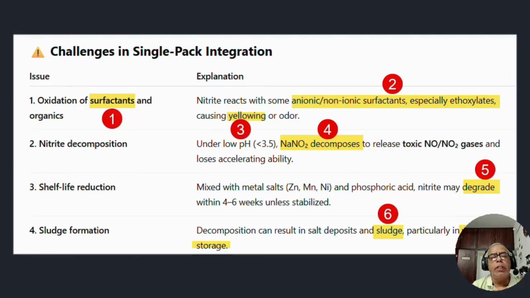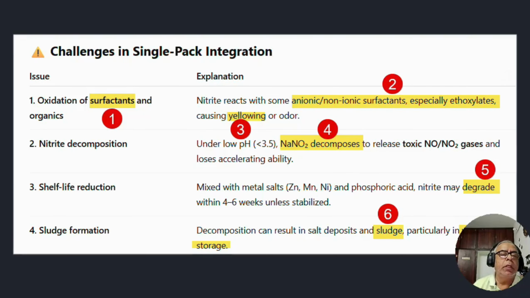Then secondly, let us discuss nitrite decomposition. Under low pH, that is acidic conditions, sodium nitrite, NaNO2, decomposes and releases toxic nitrogen oxide gases, whether NO or NO2. And thereby it loses its accelerating ability.